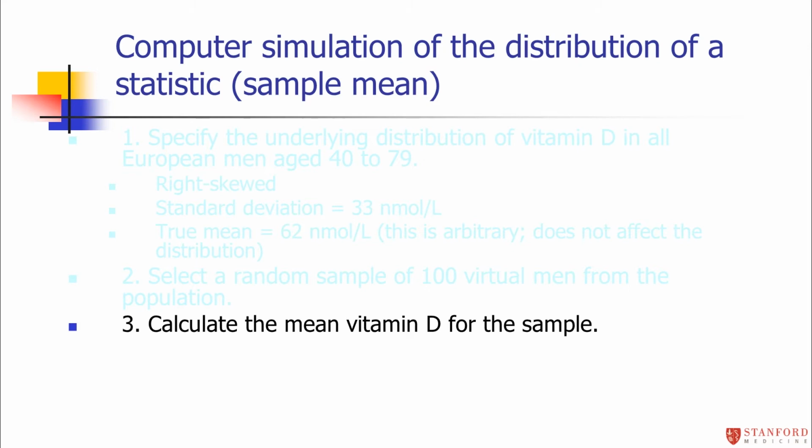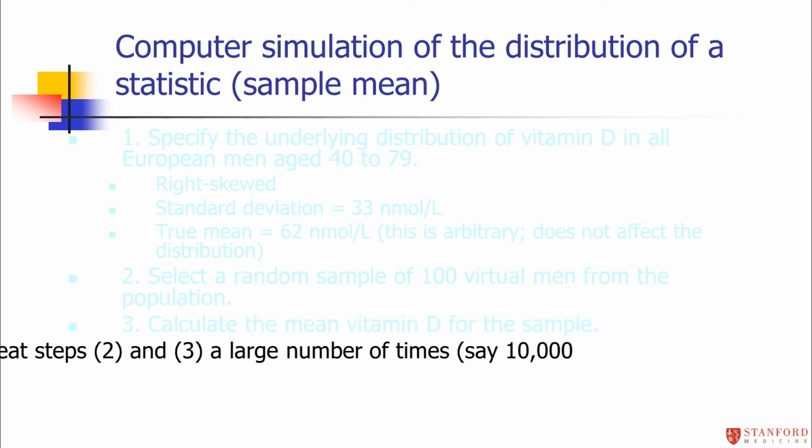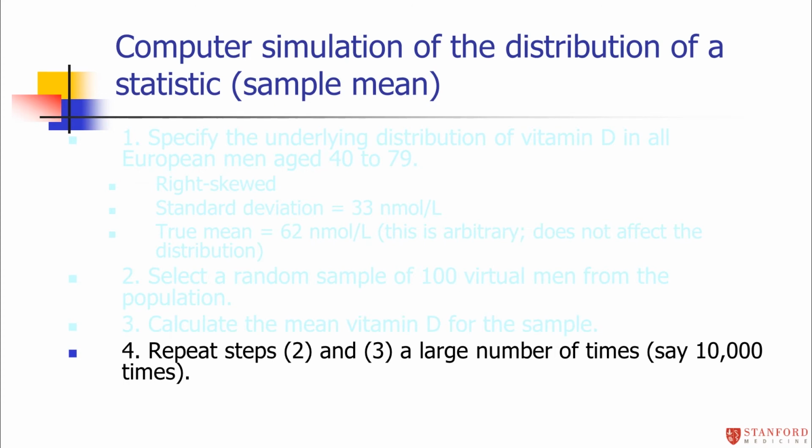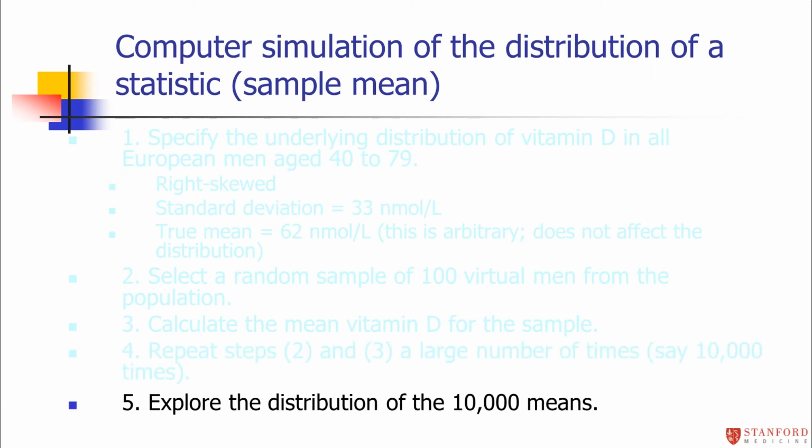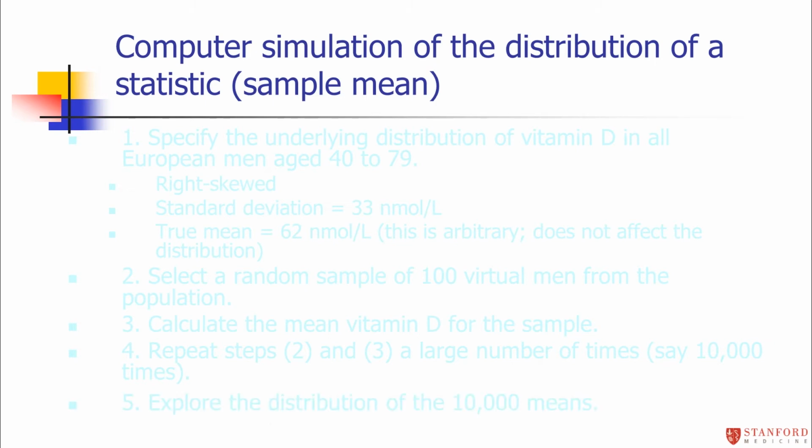Then I'm going to repeat the experiment over and over and over again. Again, this is the thought experiment. I'm going to select a different random sample of 100 men, calculate their mean, and then do that again and again and again to get a sense of the distribution of the means. I arbitrarily decided to do this 10,000 times. Again, 10,000 is a pretty large number, but not so large that it will hang my computer. And then we can explore the distribution of those 10,000 means. We can actually look at the distribution of the statistic here, and the statistic here is a sample mean.